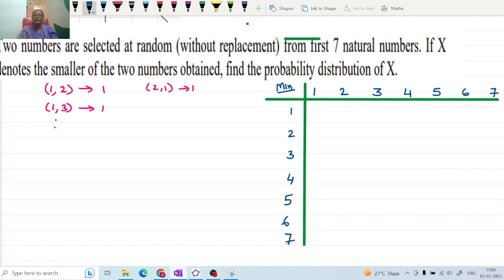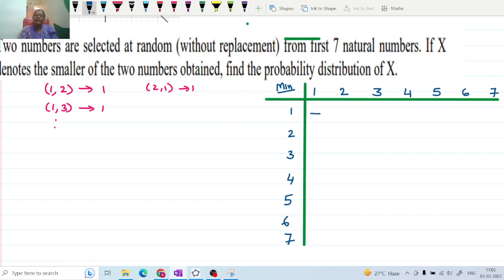That means when you take up a combination of numbers, you have to go in for the minimum. This is one from the first slot, this is one from the second slot. Now, one from the first lot and one from the second lot is not possible because of the term without replacement. So we will not have any option here.